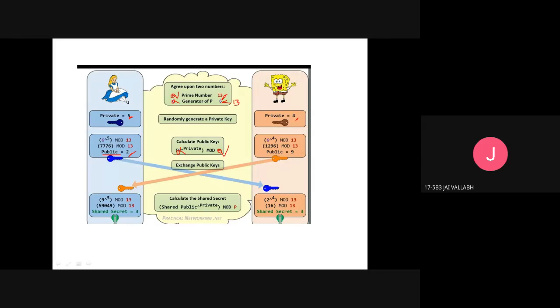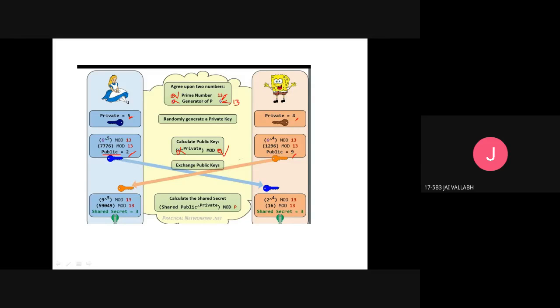Now, in a similar way, we'll be calculating the public key value of Bob. So 6 power 4, where 4 is the private key of Bob and 6 is the selected alpha value and 13 is the selected prime number. After performing this operation, we'll get the public key as 9. Now this public key is open for all. That is, it will be known to Alice and Bob.